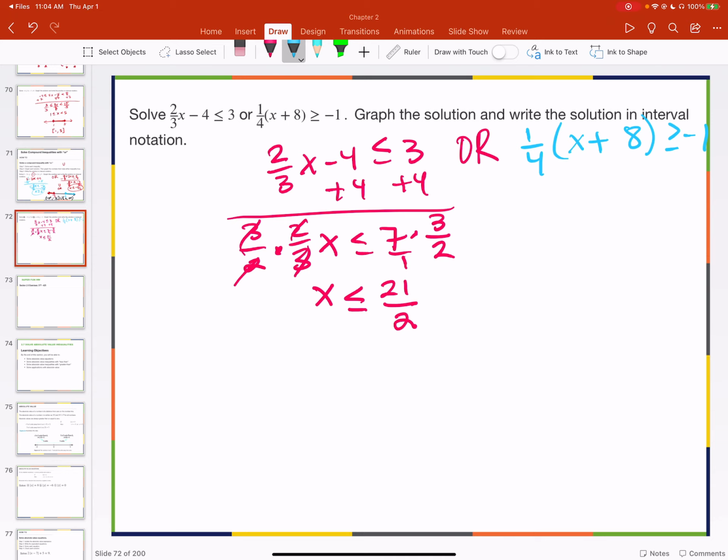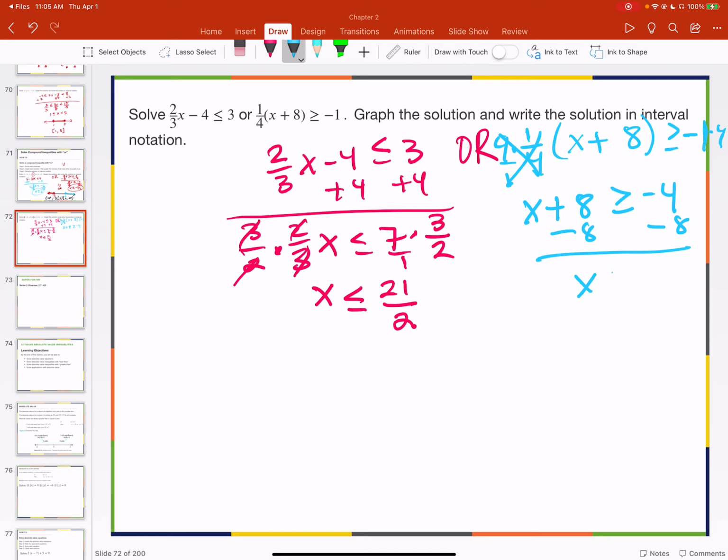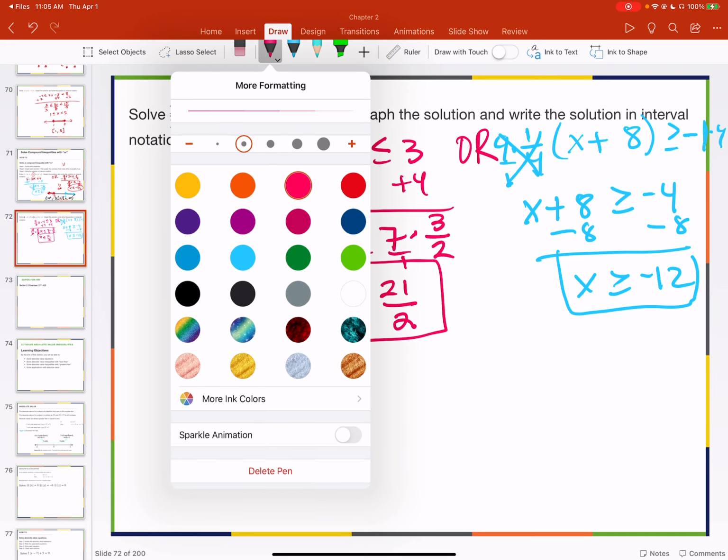So here we have 1/4 x plus 8 greater than or equal to negative 1. I can get rid of this fraction by just multiplying both sides by 4. Okay, so that cancels this here. You get x plus 8 on the left-hand side. Negative 1 times 4 is negative 4. Okay, I didn't multiply by a negative, so I left the sign as is. Subtract 8. You get x greater than or equal to negative 12. So here are my two inequalities. So let's go ahead and draw a graph.